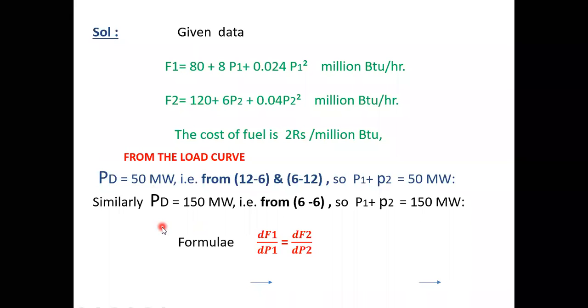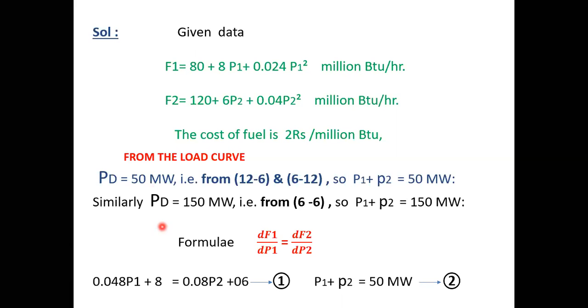Formula is same. Then go for dF1 by dP1 and dF2 by dP2. Similarly, P1 plus P2 equals to 50 megawatt. So here we will have two equations and we have two unknowns. So easily we can find out P1 and P2. Okay. So find out P1 and P2 by using these two equations.